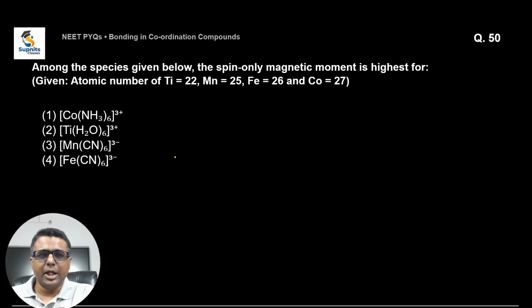Now, among the species given below, the spin only magnetic moment is highest for which one of these? Okay, fine. So, how to do this? First of all, get out of your laziness. If you are lazy, you will not be able to solve these questions in your examination hall. You have to be proactive, active, and agile. So let's be agile on this.